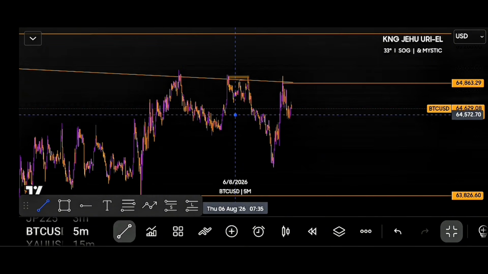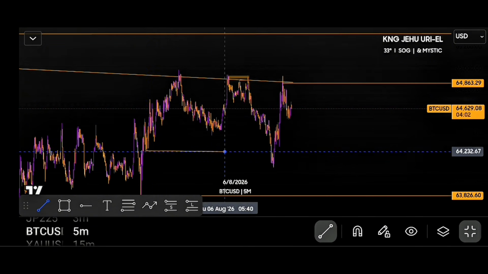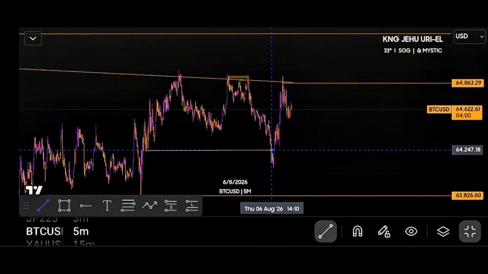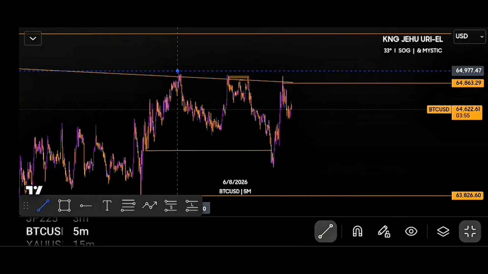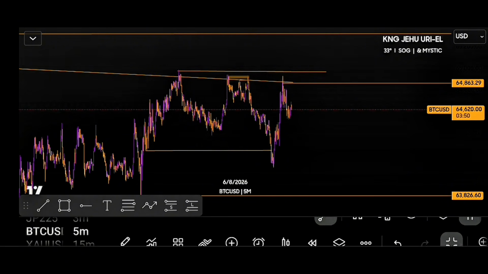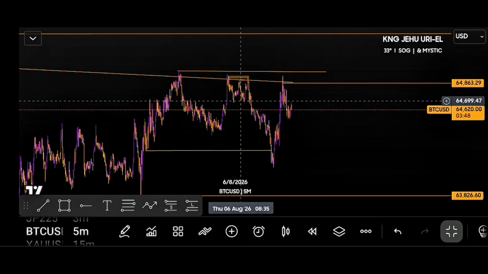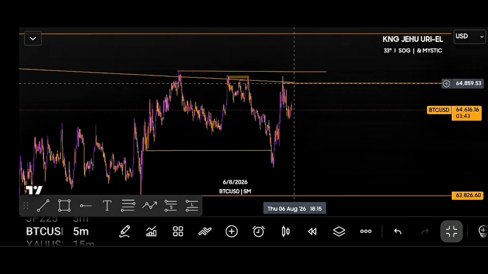But one thing you should note about this pullback is that there is an obvious, let's say, change of character, and price was not breaking structures to the upside. Price did not clear this high here, right? Despite the fact that it came up once here, came down, came up again. So this is an obvious sell because price is failing to break up.